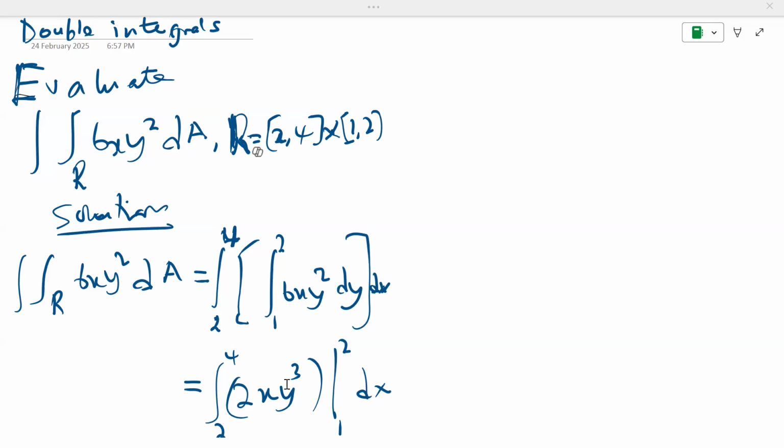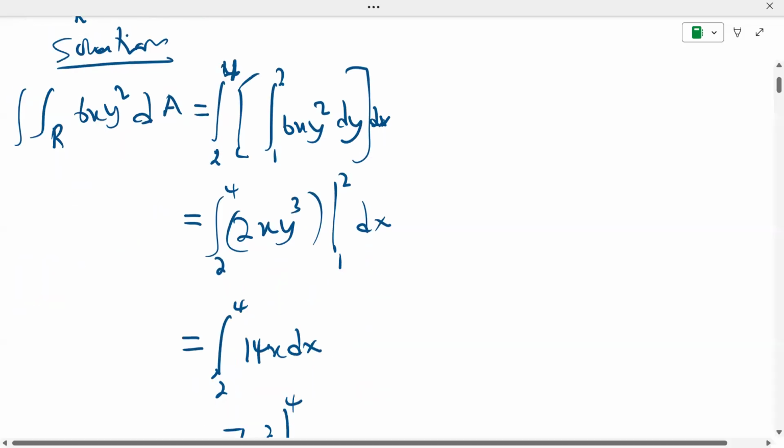So when it's 2, we get 2 raised to the power 3 times this, that will give us 16. And then we put in 1, and so we get 2. So 16 minus 2 gives us 14x. Then we'll move on to the next.